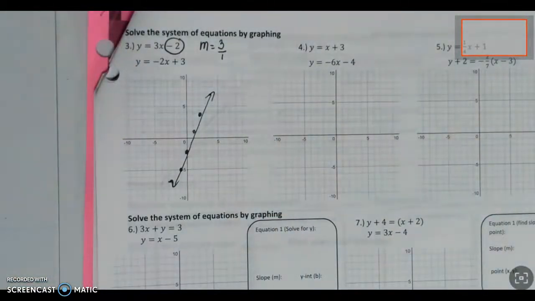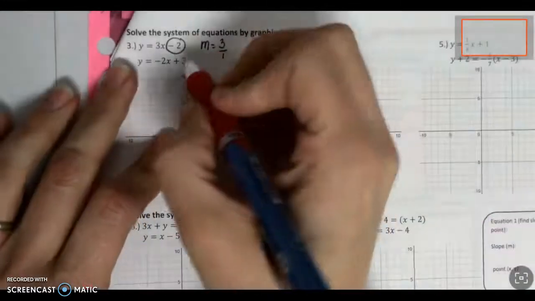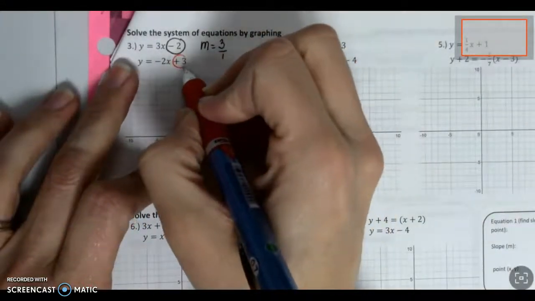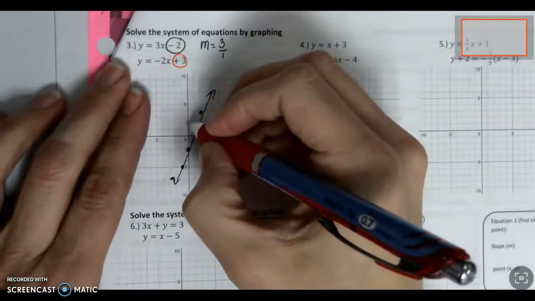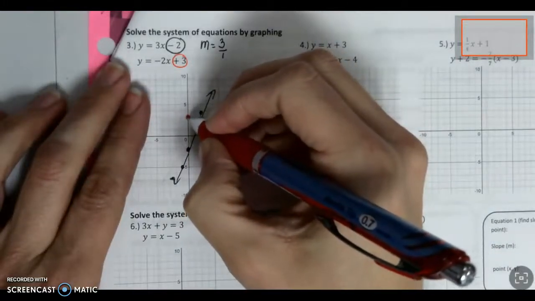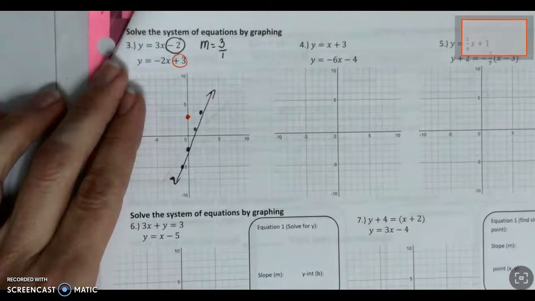Now I'm going to come in and do the second line. Let's do the second line. It's going to start at 3. Let's go 1, 2, 3. That's my first dot.